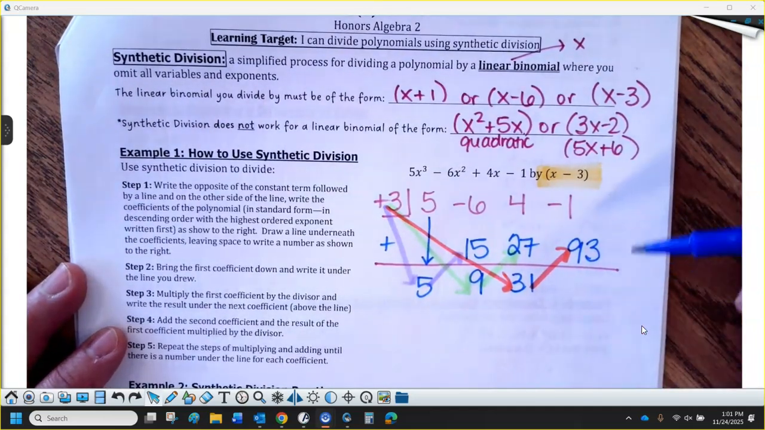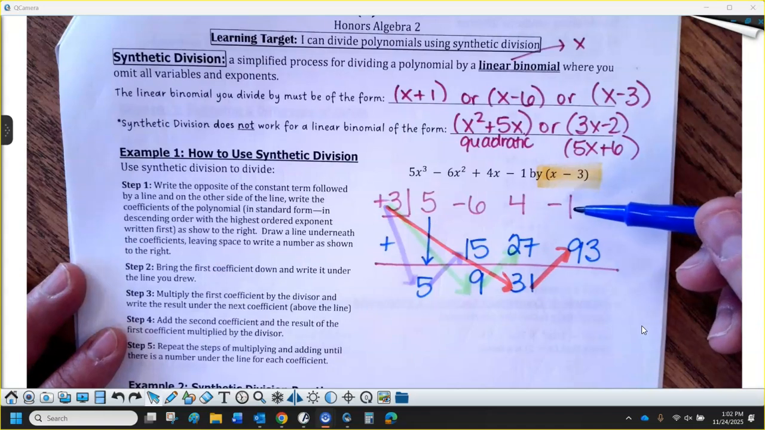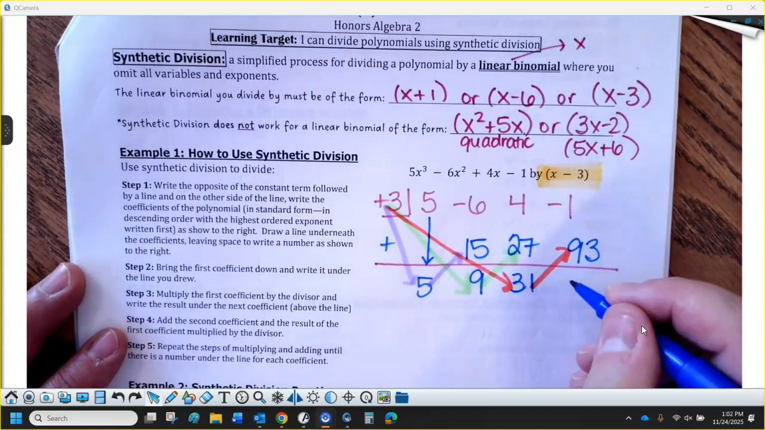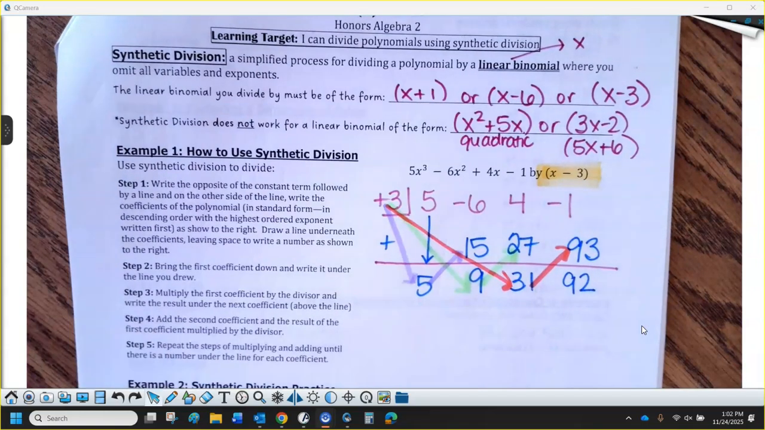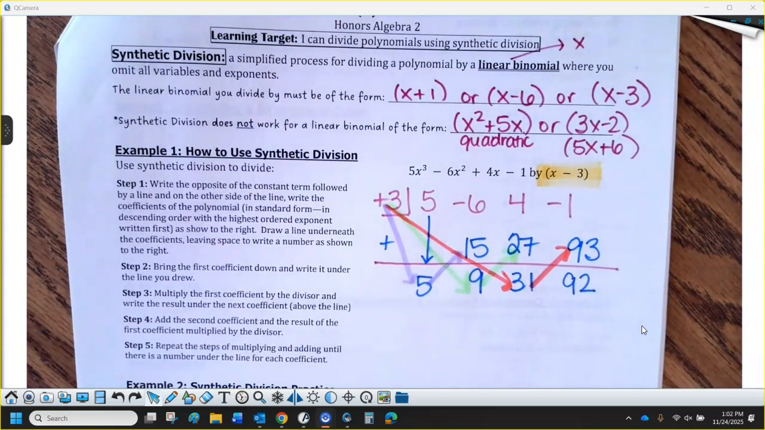And I'm going to add the 2 numbers stacked on top of each other. So I'm doing negative 1 plus 93, which is 92. Okay, now, I know it doesn't look like much right now, but I have my answer. So I'm going to go backwards from how you would read. I'm going to go from right to left.